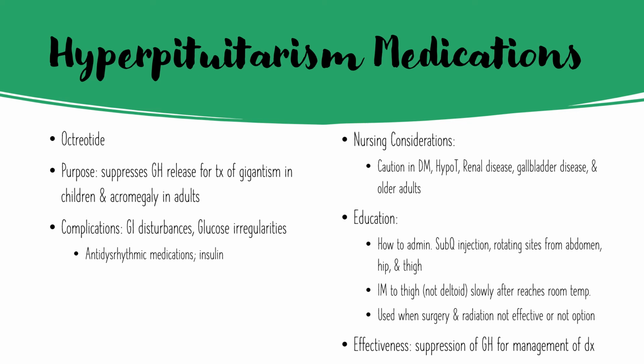So education is going to be on how to administer it subcutaneously, using it at the 45-degree angle, rotating sites in their abdomen, their hip, and their thigh. So these ones they can rotate to their hip, whereas the other one was only the abdomen and thigh. Remember the differences. They can also administer IM, so education on how to give it IM, but they should only deliver it IM to the thigh. They should not give it to their deltoid. They should administer it slowly after reconstitution, and it reaches room temperature. Okay.